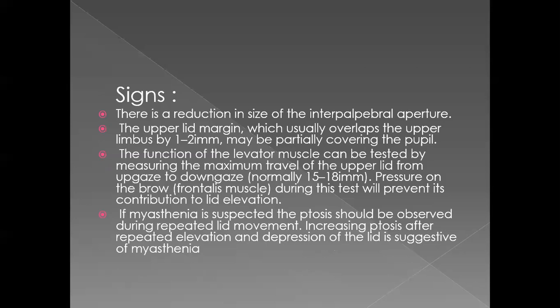Now, what are the signs? There is basically a very clear-cut reduction in the size of the interpalpebral aperture. The interpalpebral aperture is the distance in between the upper eyelid and the lower eyelid. It is called interpalpebral aperture. Okay? So that will be reduced.